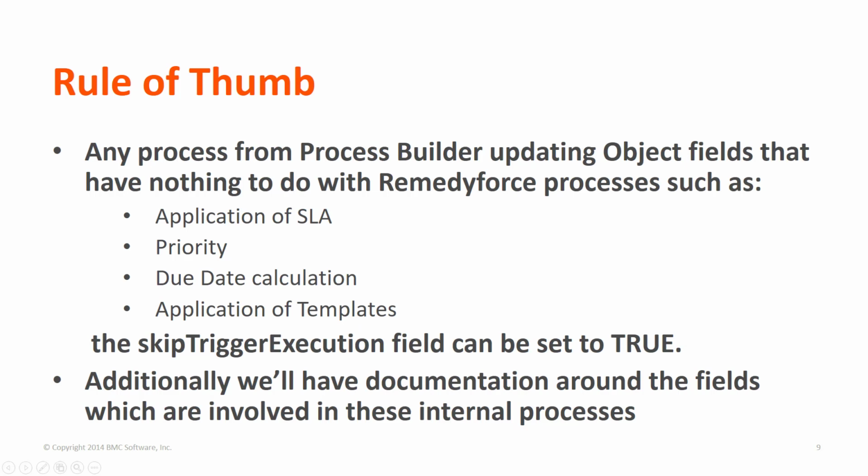So the rule of thumb should or can be that if you have a process from Process Builder that is updating object fields that have nothing to do with application of SLAs, setting priority, impacting or driving due date calculation, or the application of templates, then the skip trigger execution field can be set to true and reduce the number of SOQL queries. We'll also have additional documentation around the fields that are involved in the Remedyforce internal processes so you can better understand the boundaries.